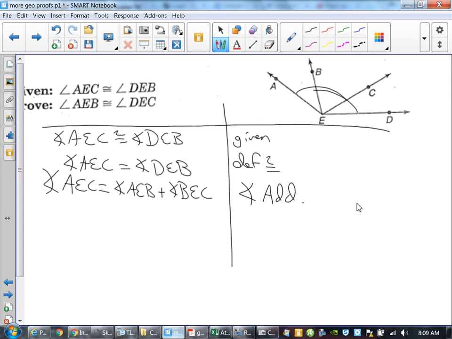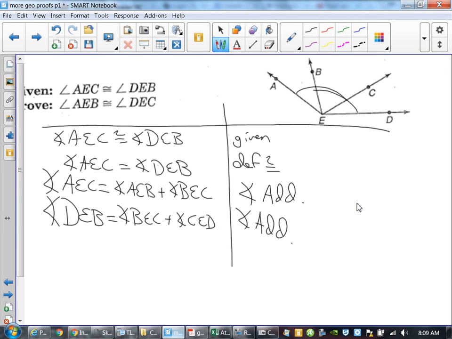So the next step is angle DEB. It's made up of what two, Whiskey? Angle BEC plus CED. Very good. Do I have two angles that are equal to each other that are set equal to two other parts? So those two other parts have to be equal.